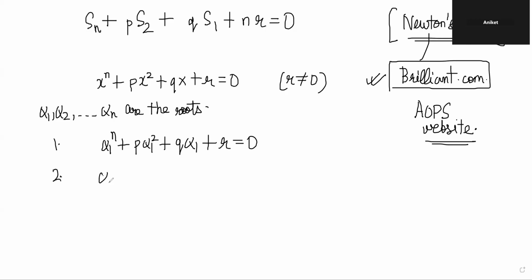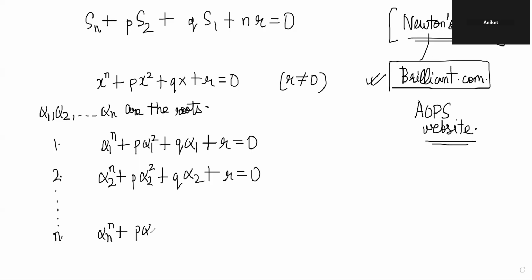Second equation would be alpha 2 power n. All of the roots can be fit into it. Alpha 2 square plus q alpha 2 plus r is 0. And similarly, the nth equation would be alpha n power n plus p alpha n square plus q alpha n plus r is 0. Then we add all of them.